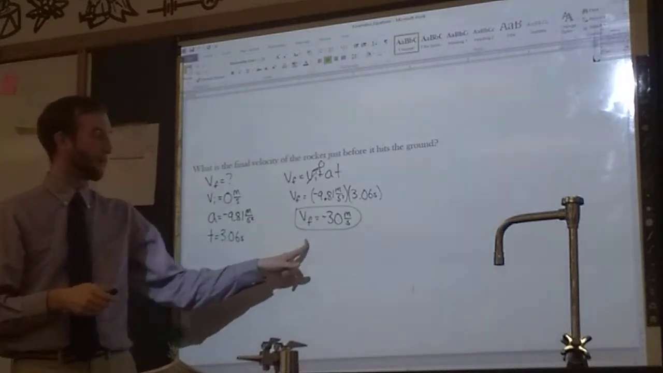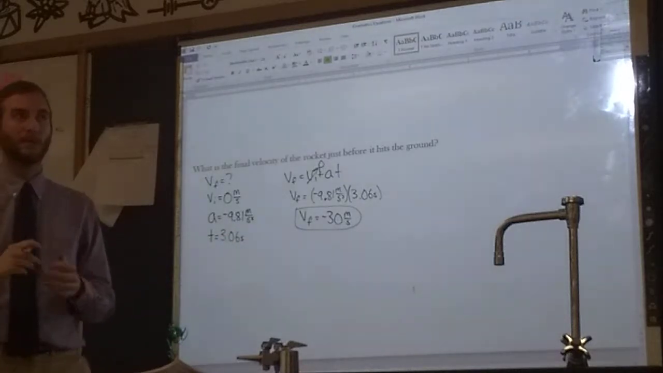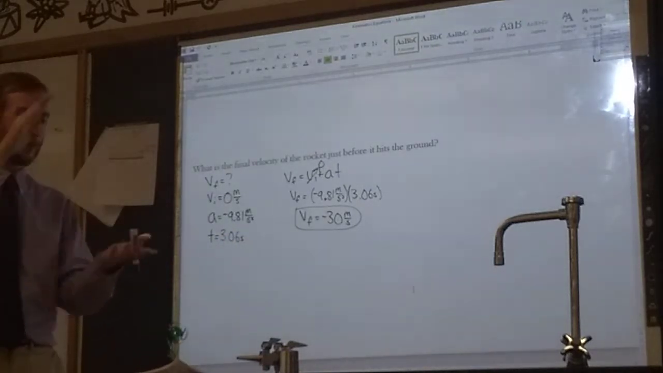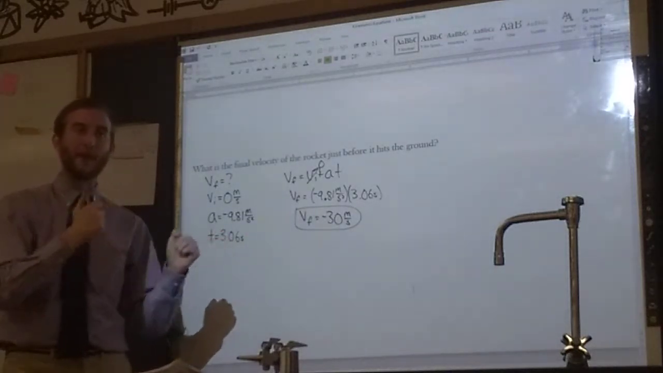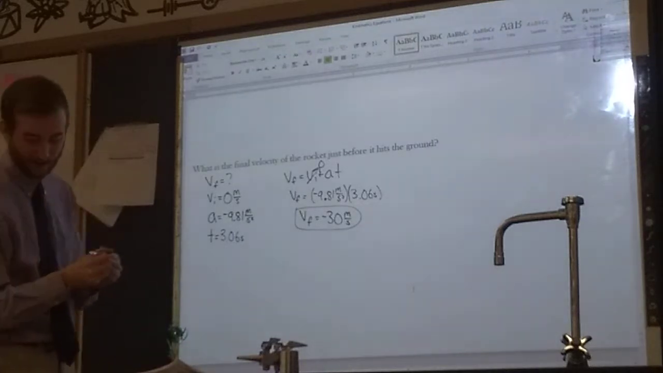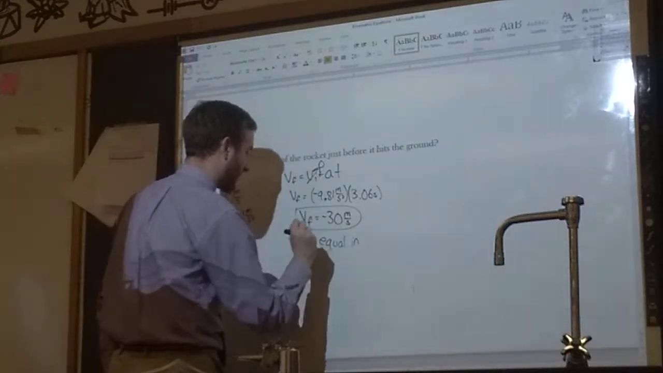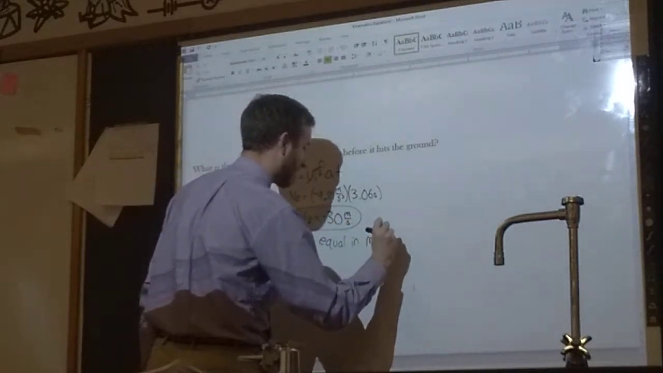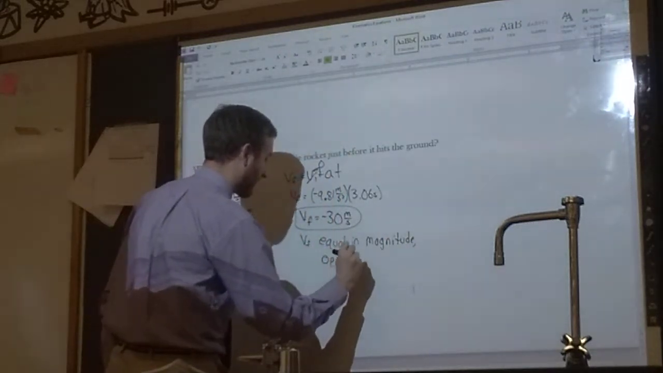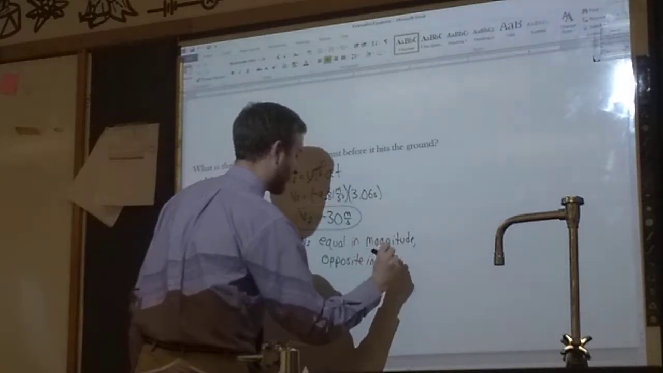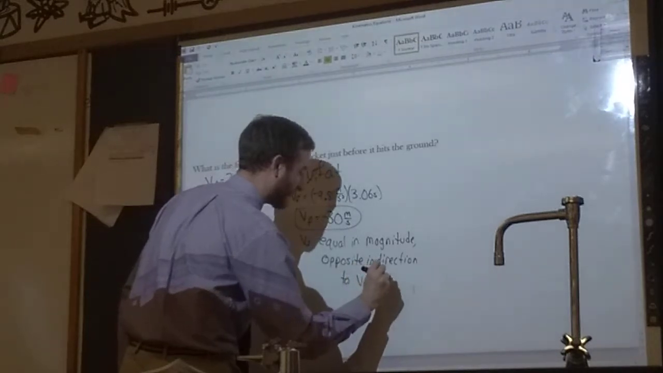If this is the velocity right before it hits the ground, it makes perfect sense. We launched this rocket with a velocity of positive 30 meters per second. It makes sense that when it gets back down to the same level, it would be negative 30. Same magnitude, but the opposite direction. So again, VF is equal in magnitude, opposite in direction, to the velocity from the launch.